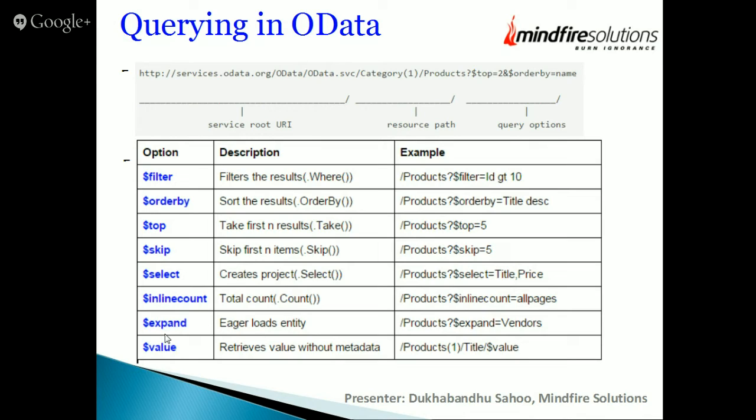And this $expand, it eagerly loads the entity. For example, suppose a product is related to vendor and we want to expand this vendor and bring some vendor entity properties. So we can do $expand=vendor. And $value is mainly used to remove the metadata. So for example, in this case, I am going to the products where id is 1 and bringing the title property and only bringing the value. So no metadata will be taken, only that value. For the Northwind database, I will get only Chai, which has product id 1.